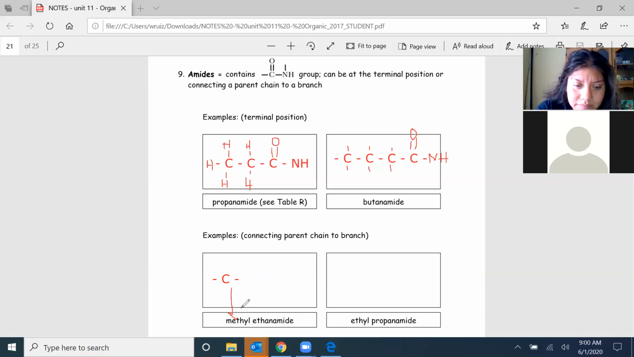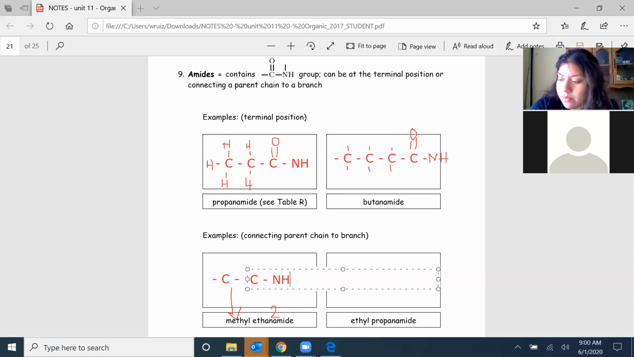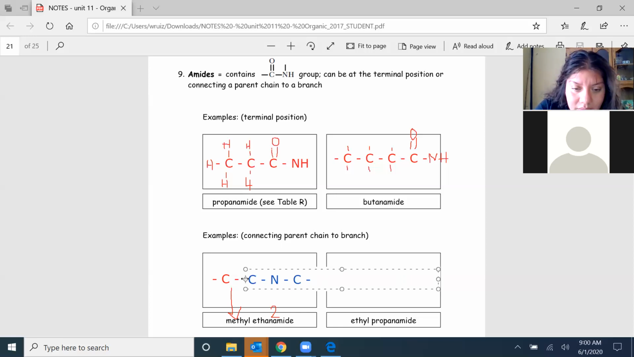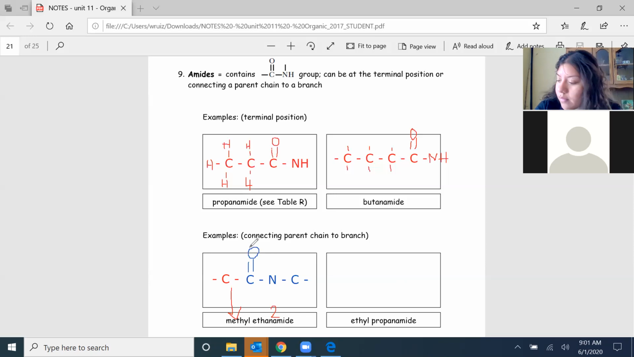is the methyl part. Your ethanamide means there's 2 carbons. Knowing that, this is what it's going to look like. So here's 1 carbon, then your NH group, then your other carbon. Oh, I should have done that in the other color. So then there's your carbon, nitrogen, carbon. And this is the part that's double bonded to the O. This also has your hydrogen here, and then it has your hydrogen here, here, and here.